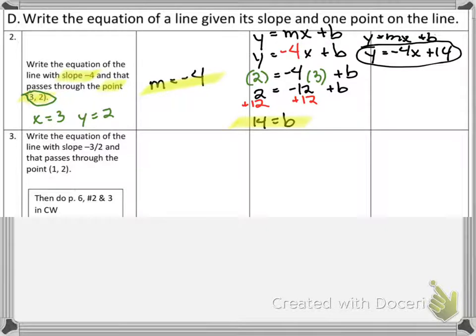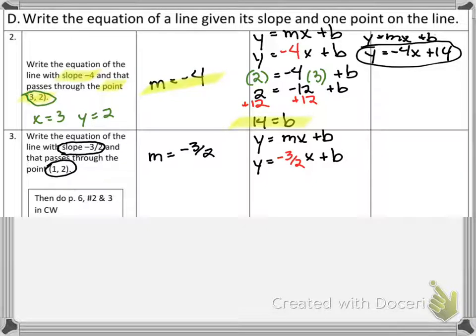All right, let's do another example. In number 3, you can see here that the slope of -3/2 is given to us. So we have m is equal to -3/2. And we have the fact that the line is passing through the point (1, 2). Again, we start out with the slope-intercept form of this equation, y = mx + b, and then we fill in what we know so far. What we know is the slope. What we don't know yet is the y-intercept. So we have to use the fact that it passes through the point (1, 2) to find our y-intercept.